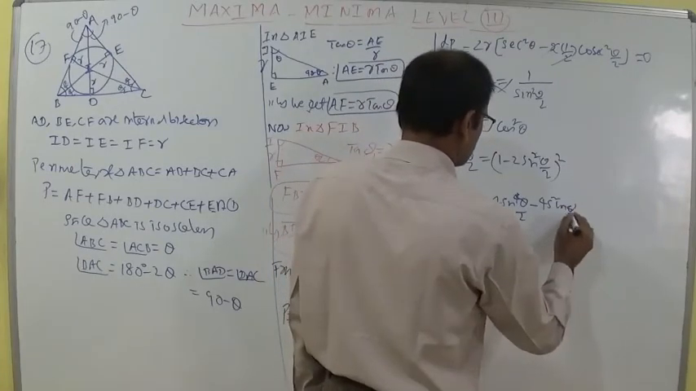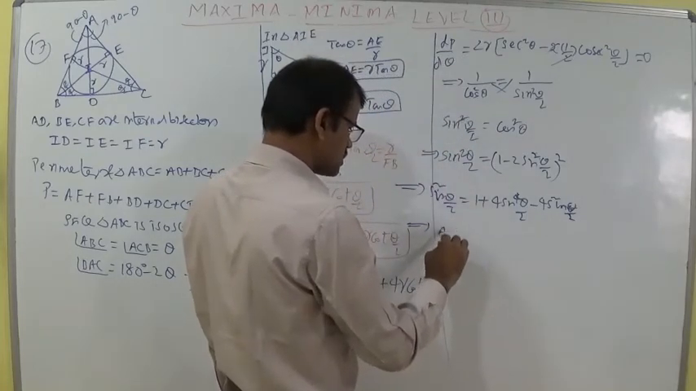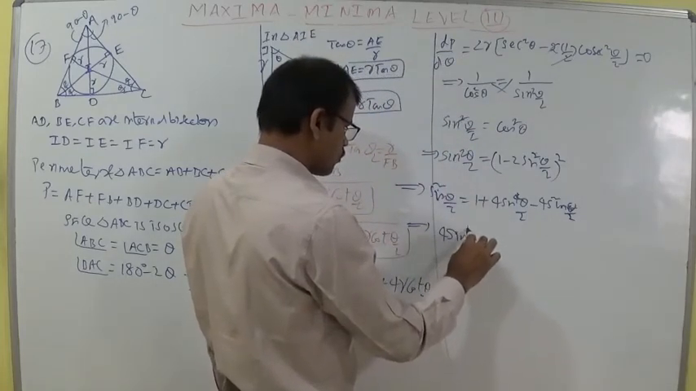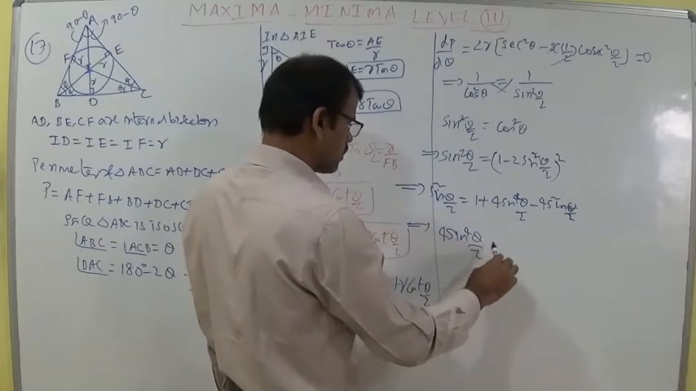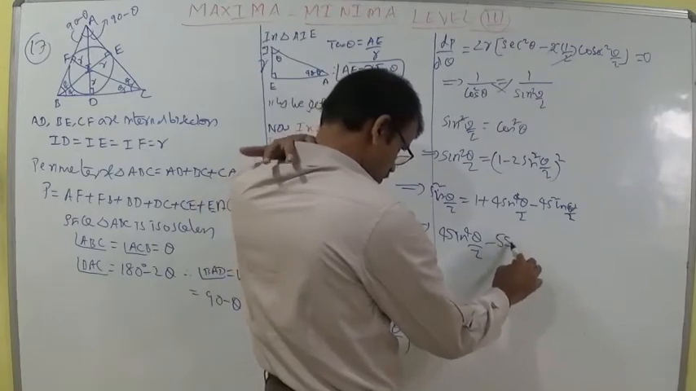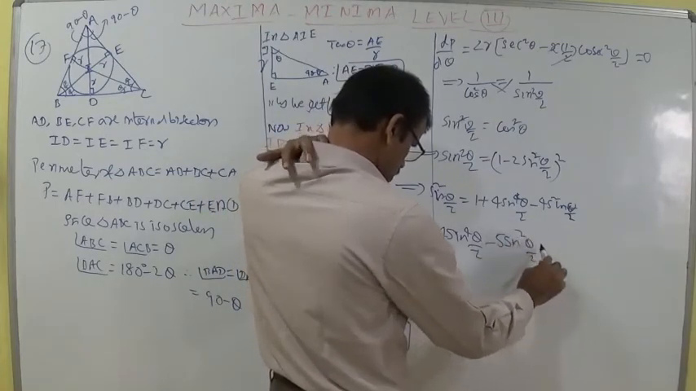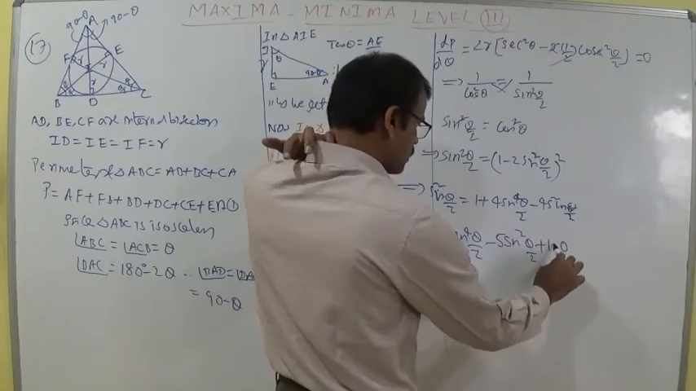4 sin square theta by 2. That implies 4 taken this side. You can write here 4 sin power 4 theta by 2, minus this one taken this side, it becomes 5 sin square theta by 2, plus 1 equal to 0.